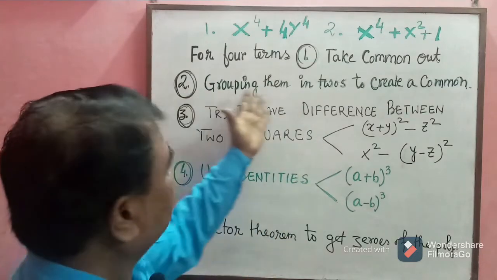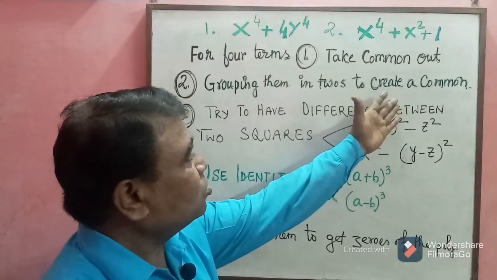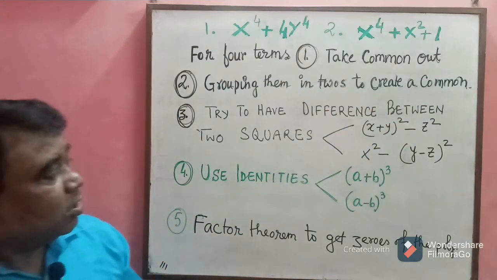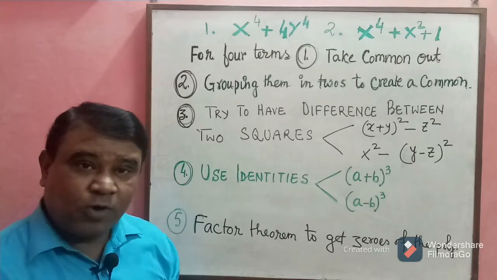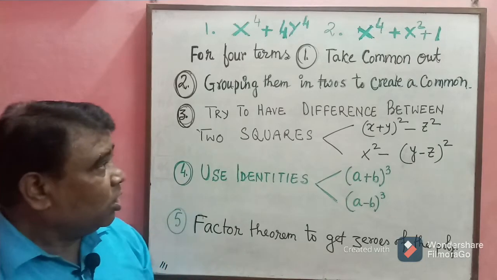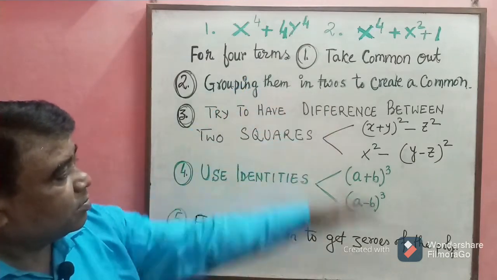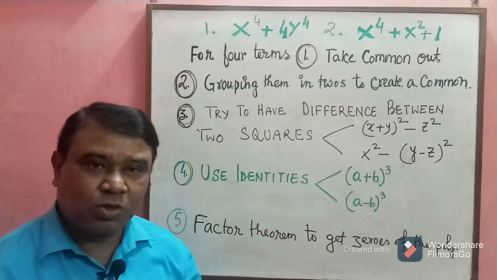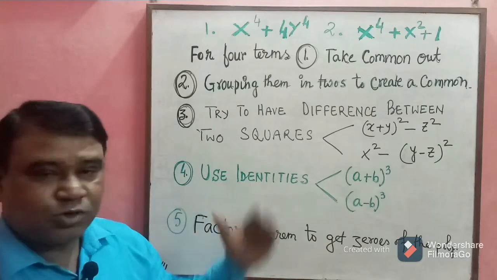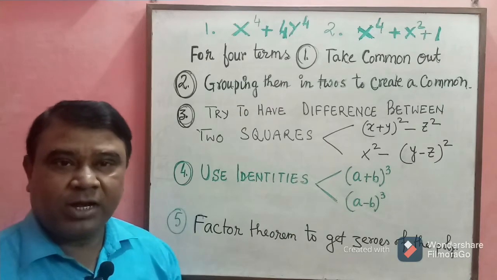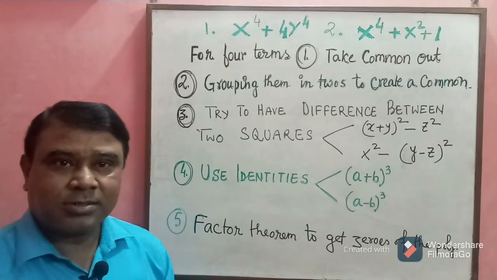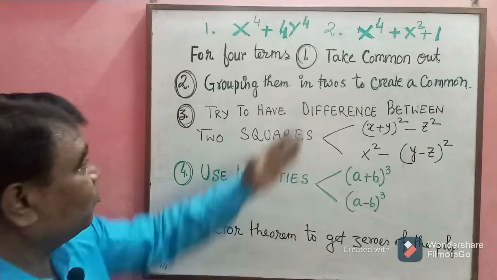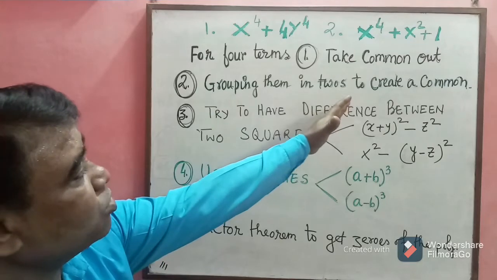Next one is grouping them in 2 to create a common. To clear your concepts fully, please write down this procedure. Earlier I think you have come across those procedures number wise, so that you will never be in trouble while factorizing an expression of algebra. So first take common out, then grouping them 2 to create a common.